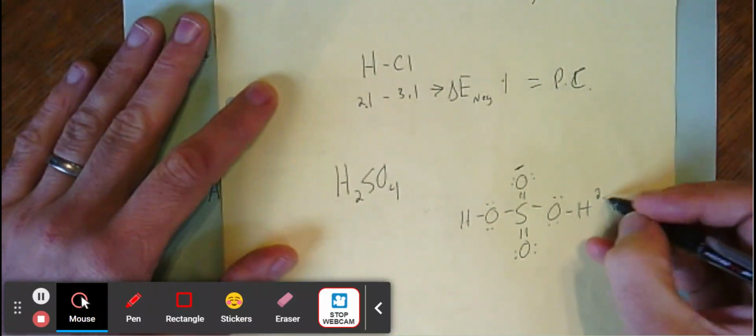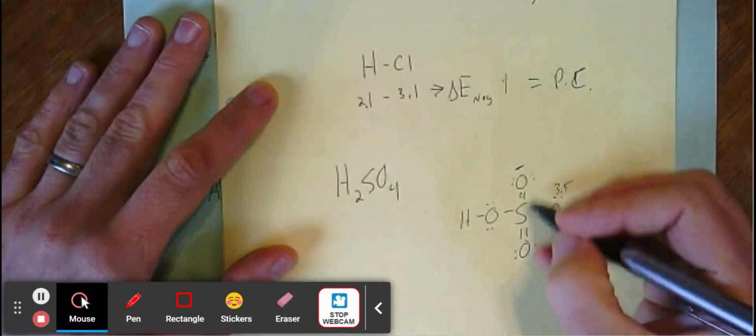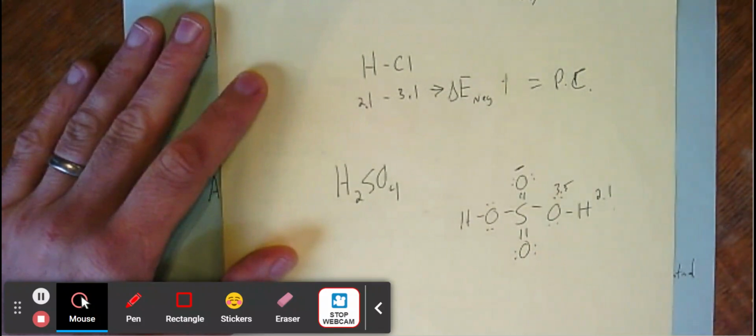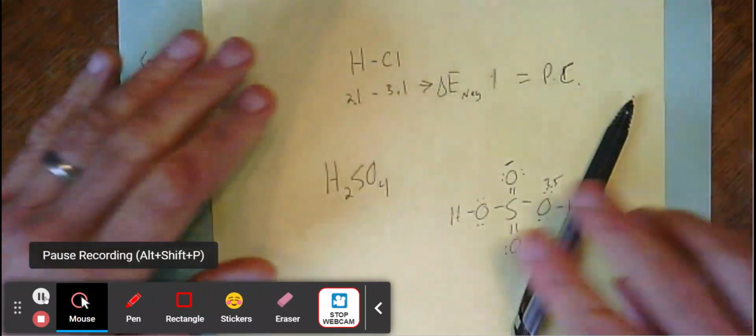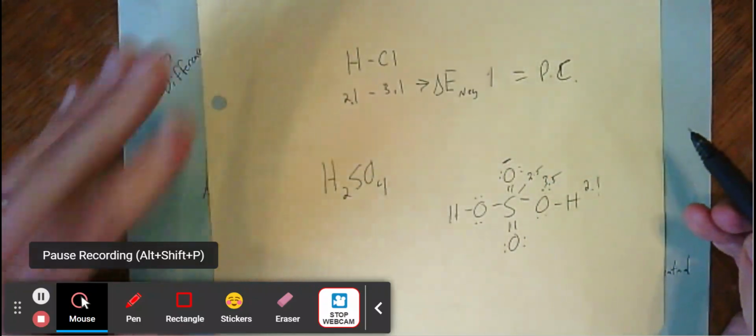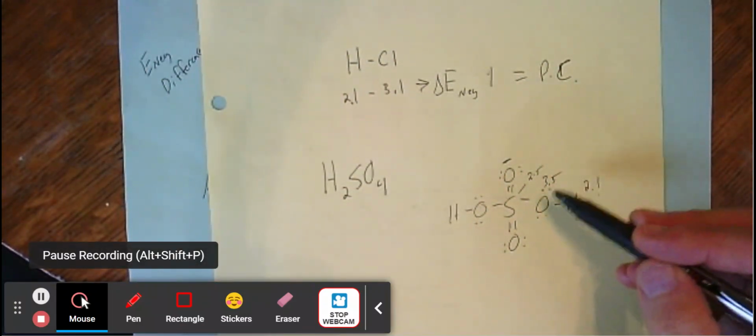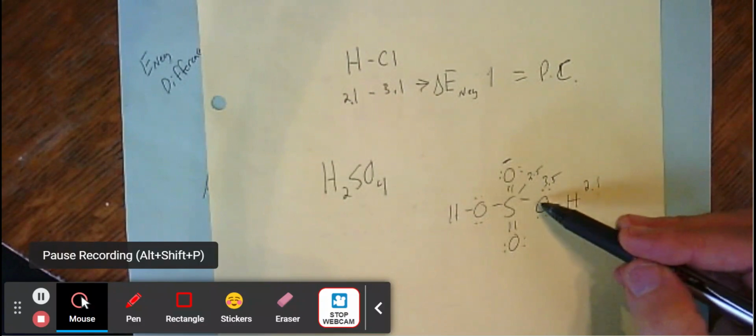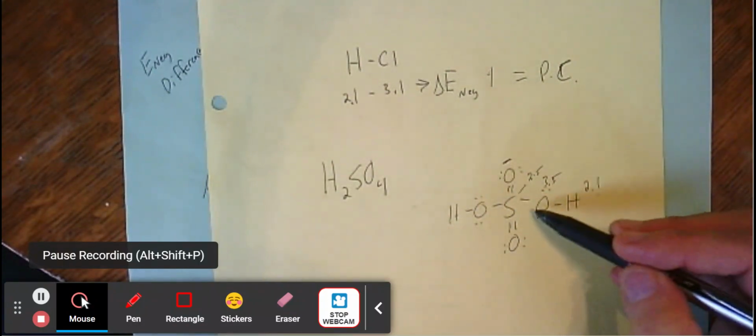This is a 2.1, this is 3.5. Sulfur's value, I'm going to have to look it up real quick. I just looked it up. It's 2.5. So these are polar covalent bonds, all of them.